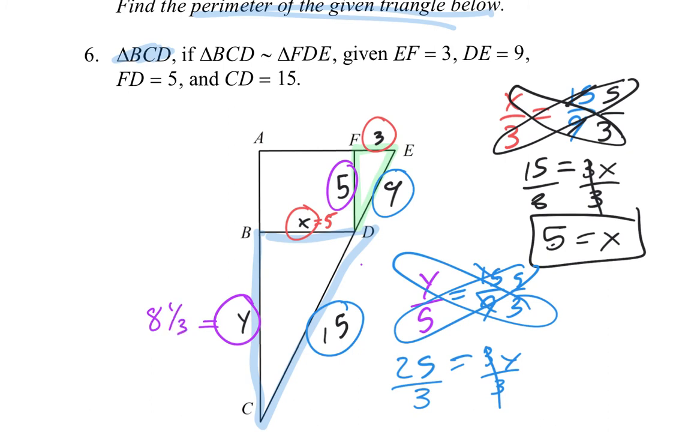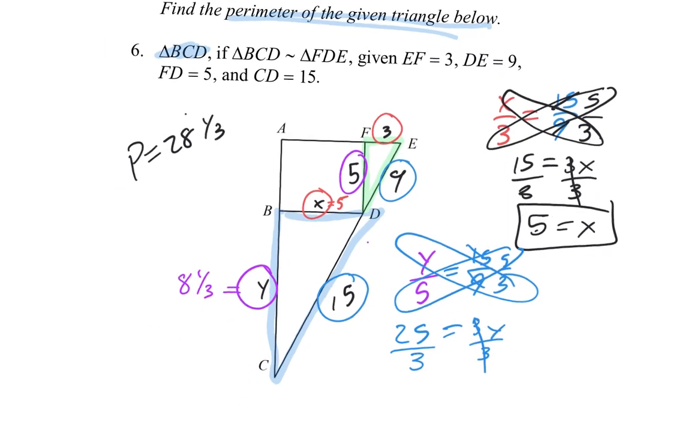Because remember, at the end of the day, they want the perimeter of the given triangle. That's BCD. The perimeter is just all the sides added up. So 15 plus 5 is 20, plus 8 1/3 is 28 1/3. So the perimeter of this triangle is 28 1/3. And again, I got that by just doing 15 plus 5 plus 8 1/3.